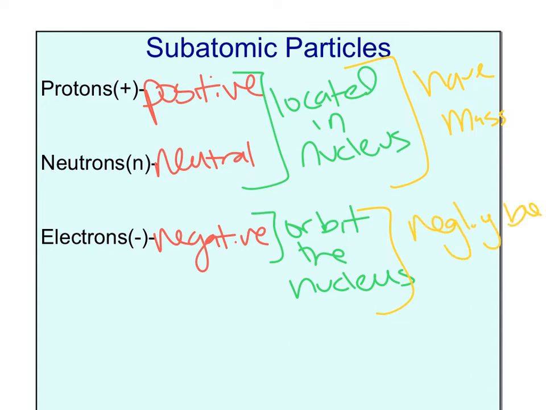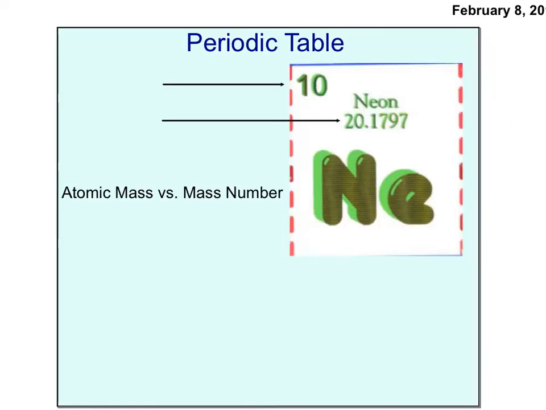What I mean by that is this. Electrons have mass, but their mass is so much smaller compared to the mass of protons and neutrons. Generally, when we're discussing atomic mass or the mass of an atom, we generally disregard the mass of those electrons. Not because they don't have mass, but because their mass is so much smaller in comparison.